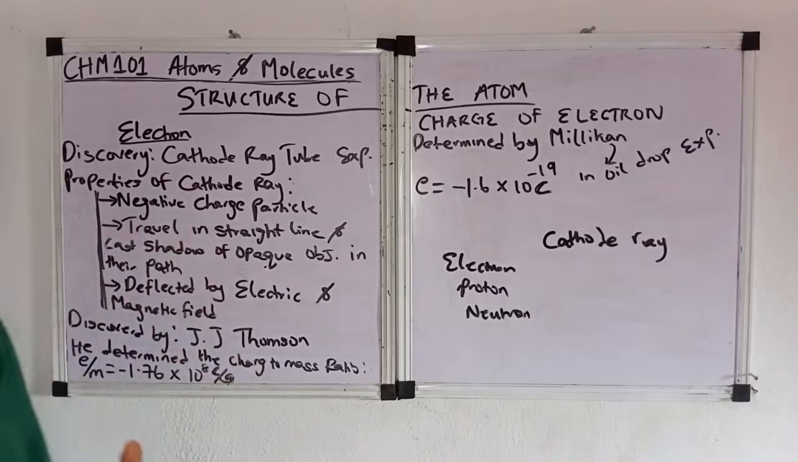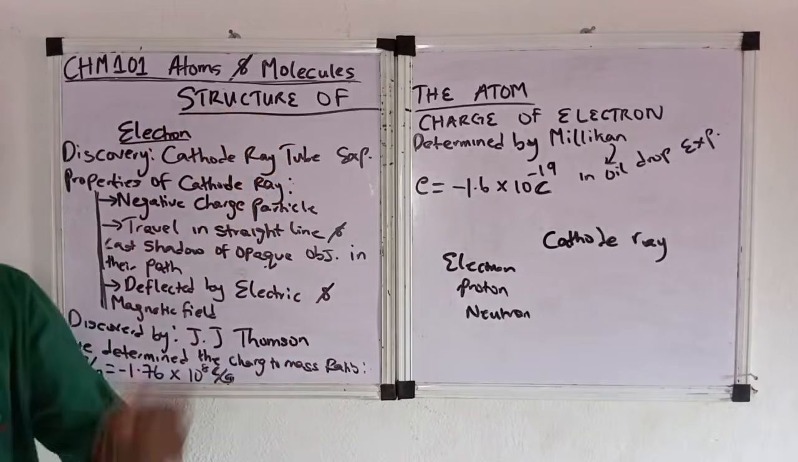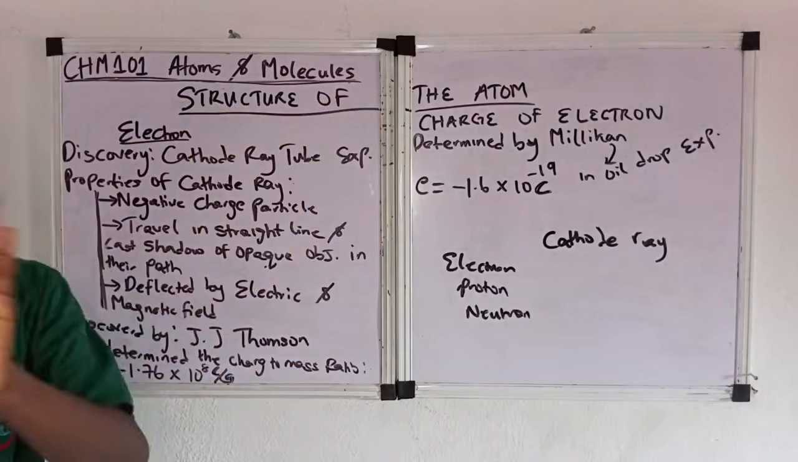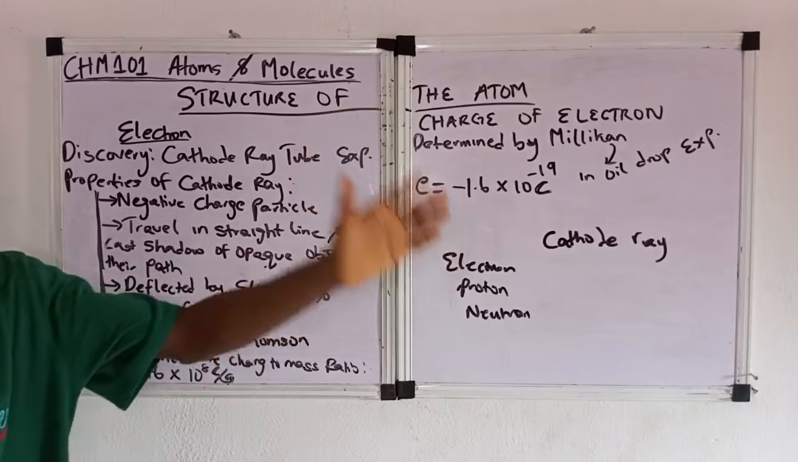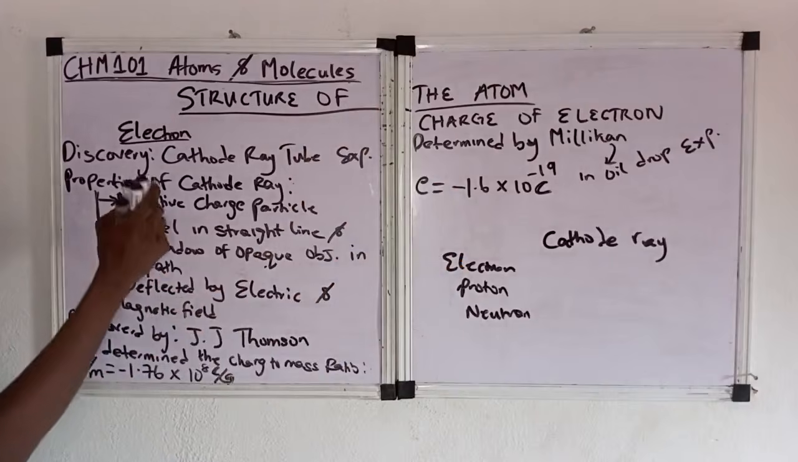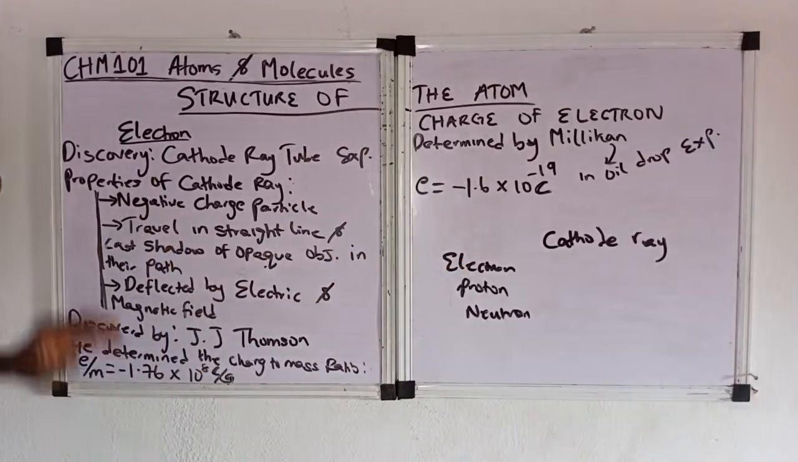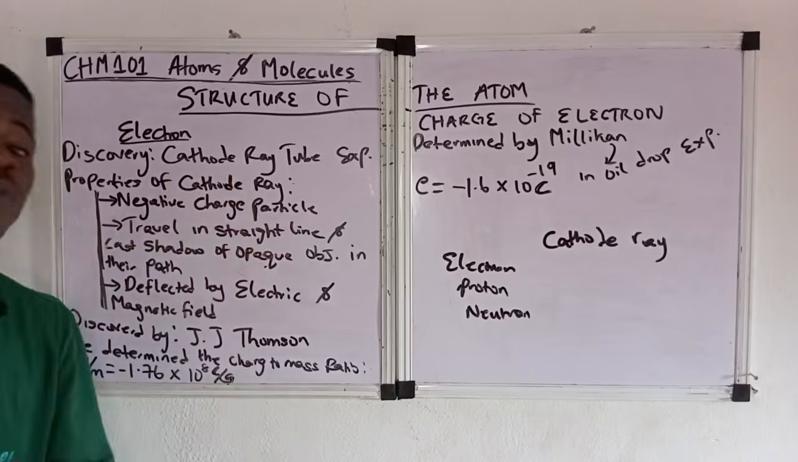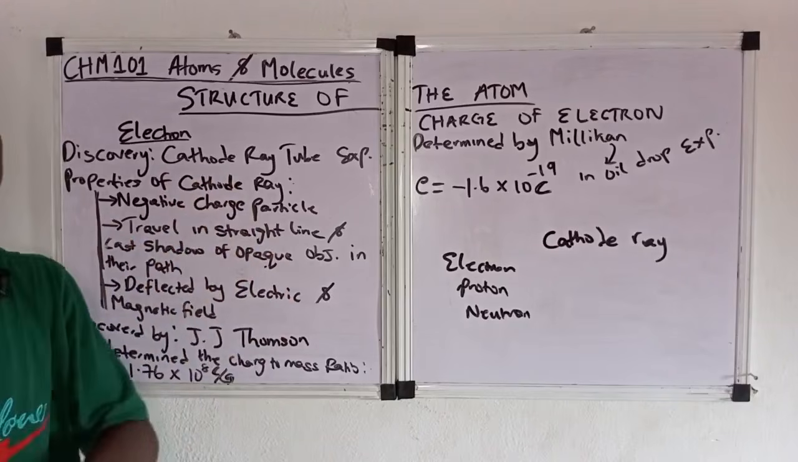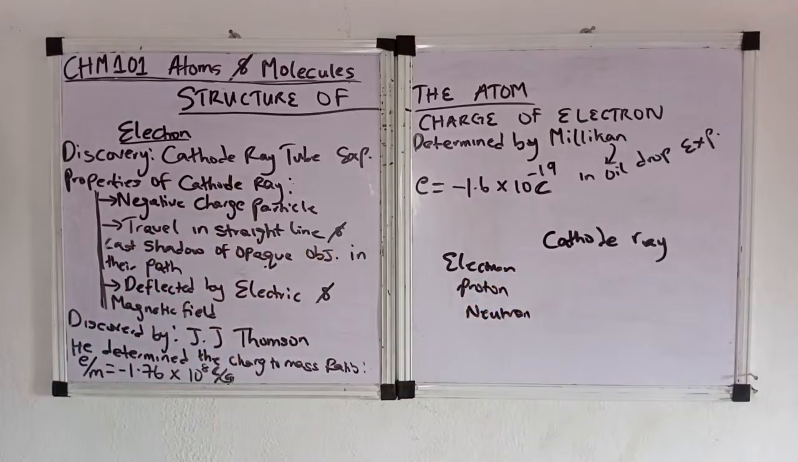If you place an electron in an electric field, you find that the electron deflects towards the positive plate. That tells you that the electron is a negatively charged particle. It is deflected by the electric field as well as the magnetic field. When an electron is placed in a magnetic field, it also deflects, towards the north pole.